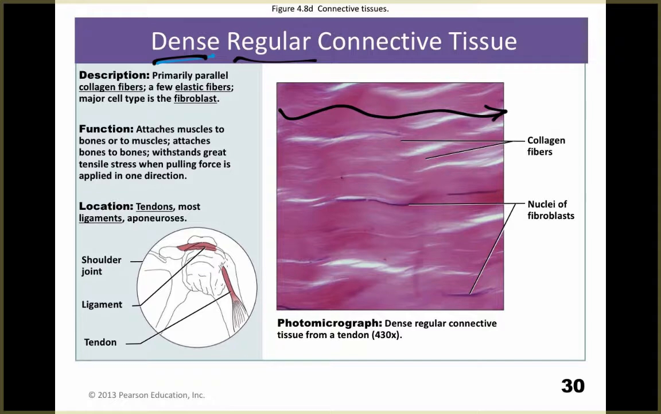Now in here, you're going to have collagen fibers. There's very few elastin. It's kind of hard to see, but there's very few elastin. And then they also have fibroblasts here. They help to attach muscle to bone, muscle to muscle, and also bone to bone. They help to withstand a lot of tensile strength or force when they're pulling. So do you see where the bones are meeting? You're basically looking at tendons or ligaments.